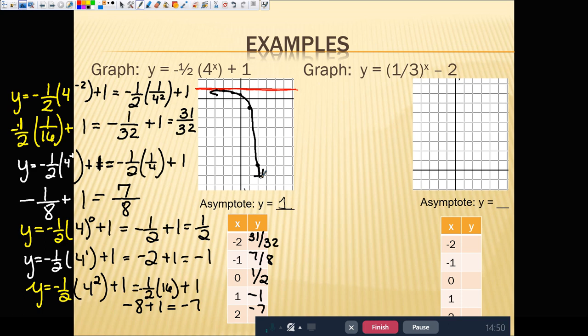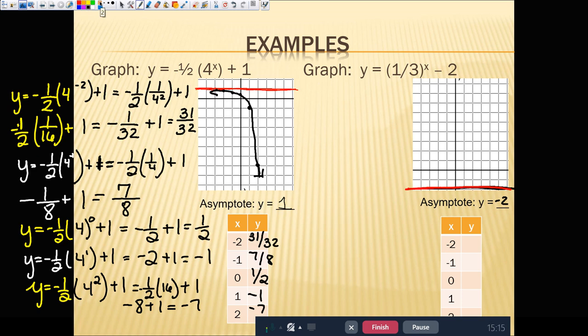Okay, is there a number being added on to our equation? It's subtracted, but it's basically like a negative 2 then. So my asymptote is at negative 2. So my graph is never going to cross negative 2. I'm going to put it in red. It's going to approach negative 2, but it's never going to cross negative 2.